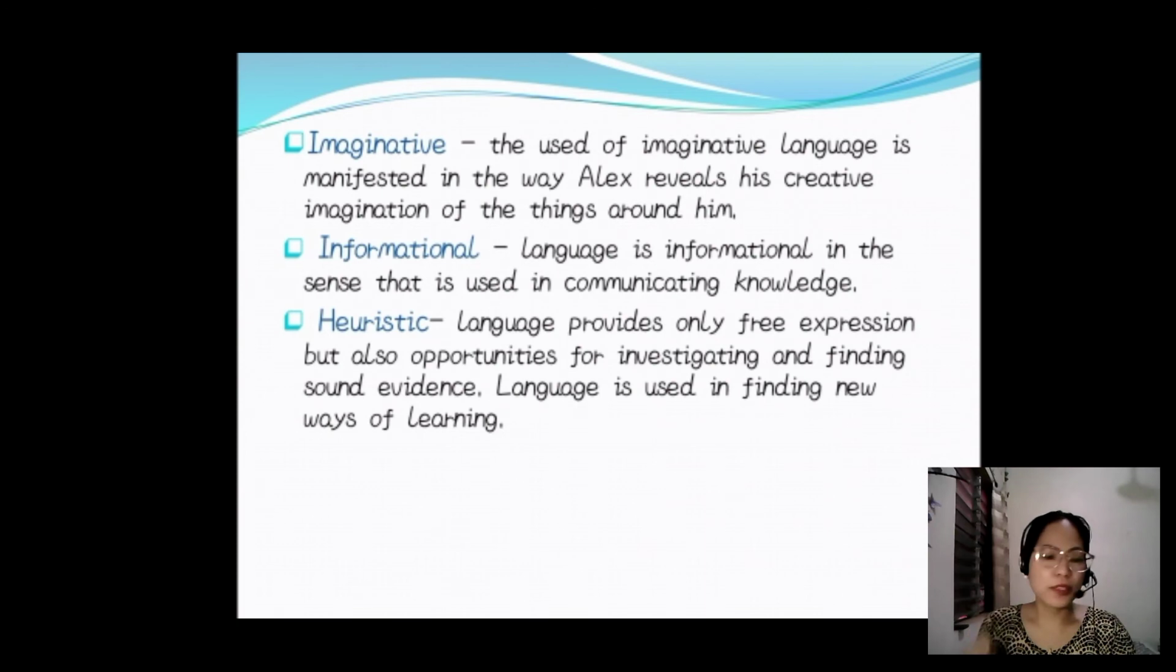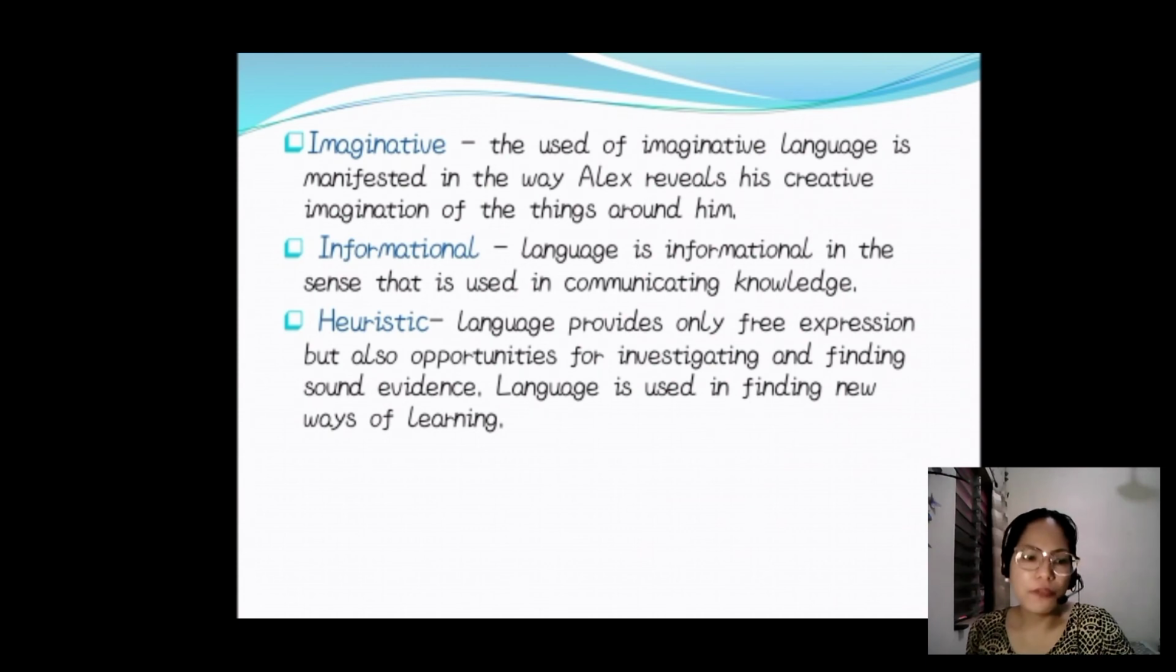Next we have heuristic. Language provides not only free expression, but also opportunities for investigating and finding sound evidence. Language is used in finding new ways of learning. It can be used to find ways that we can learn every day, to learn more every day.